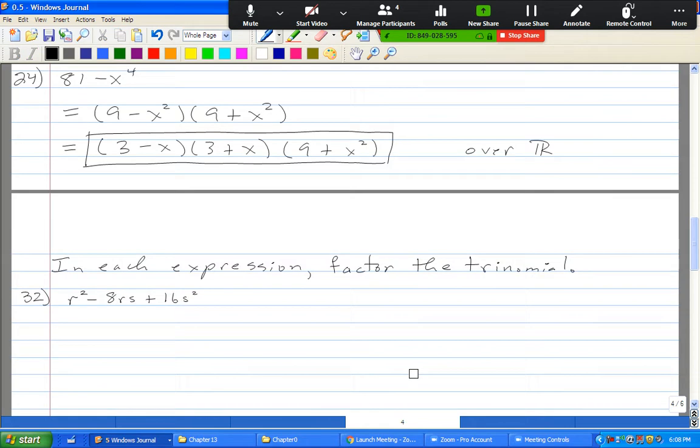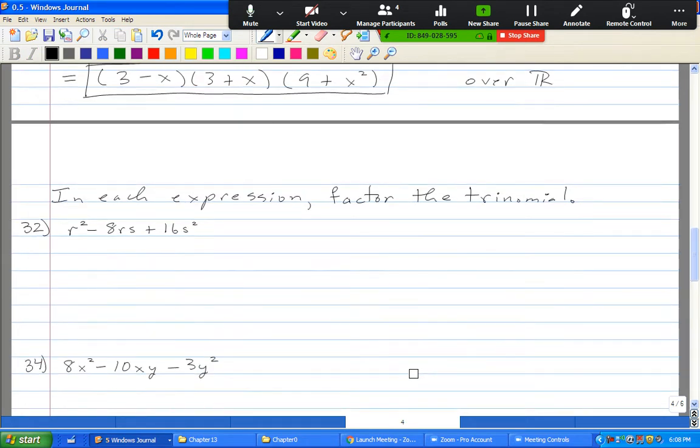In each expression, factor the trinomial. Okay, so this is just equal to, well, the square root of r squared is r. The square root of 16 is 4. The square root of s squared is s.